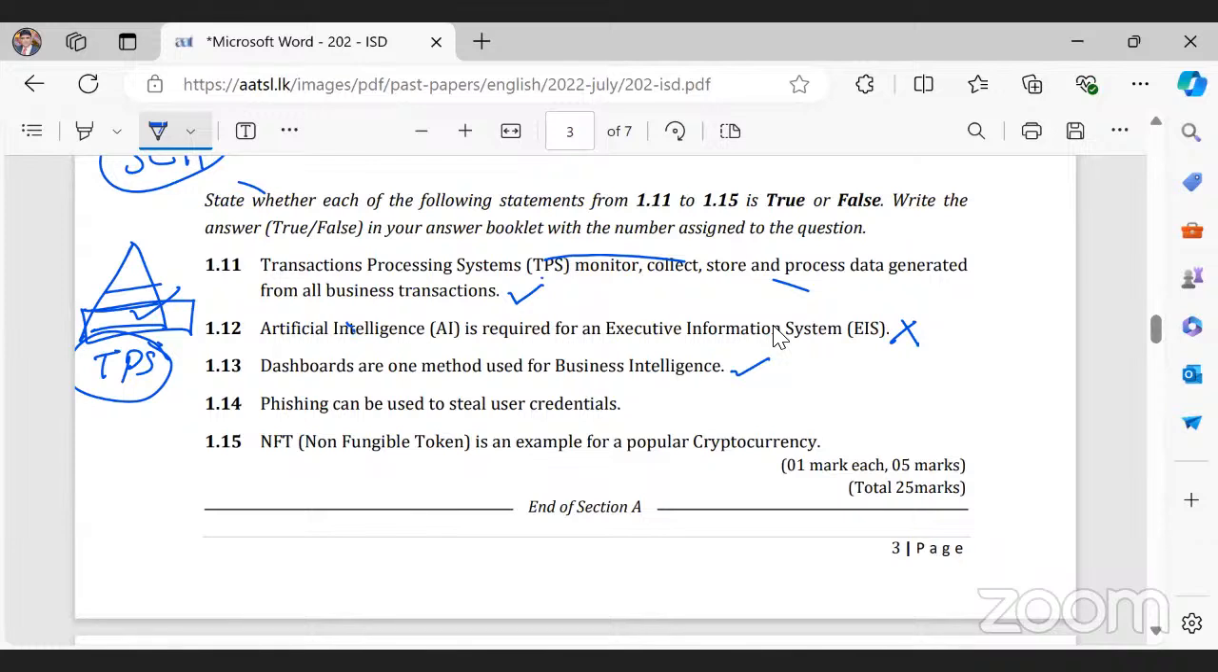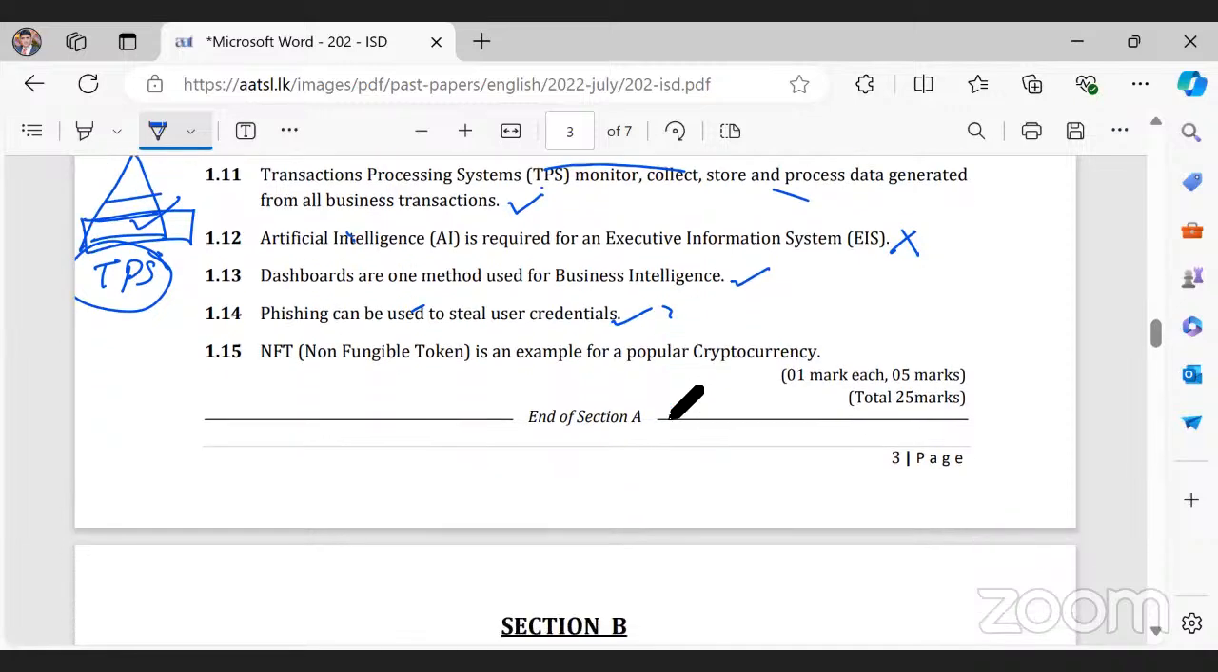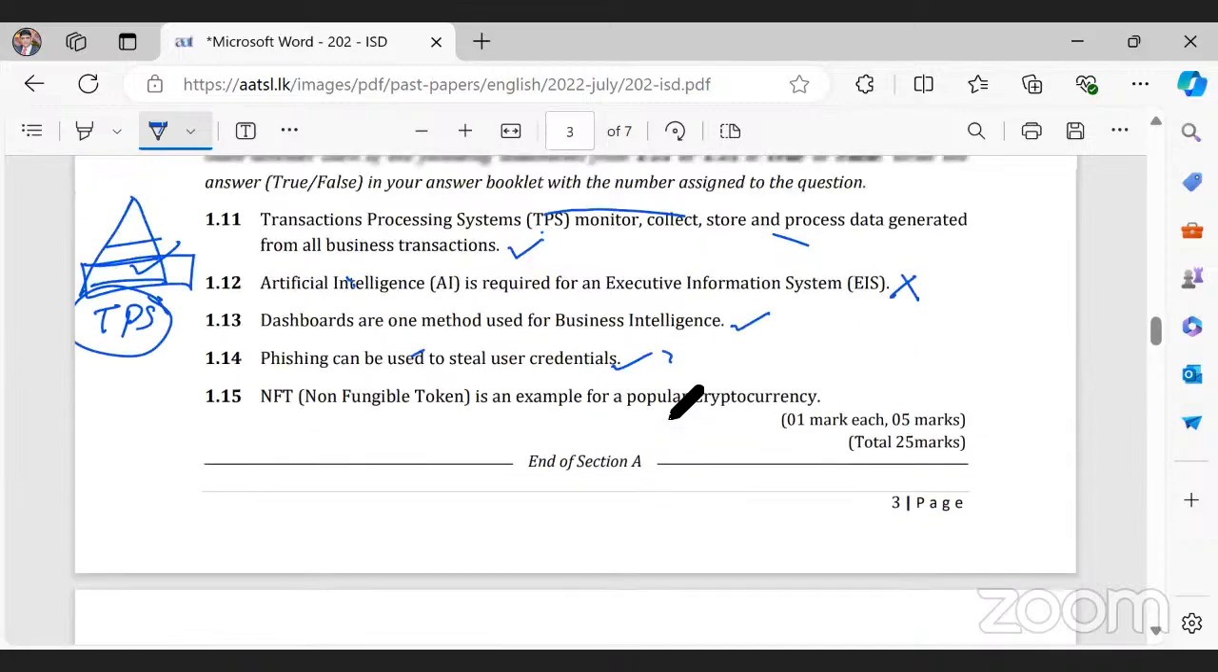Phishing can be used to steal user credentials. Yes, phishing is stealing usernames and passwords, that is correct. NFT is an example of a popular cryptocurrency. No, this is not a cryptocurrency. This is used for verifications.